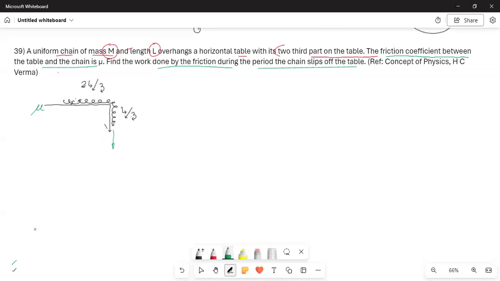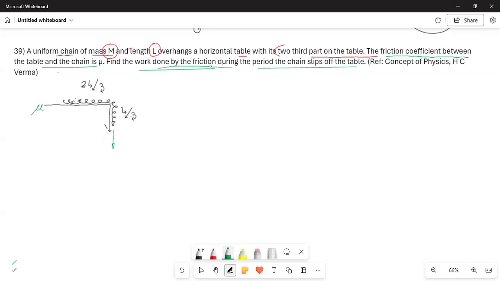And here, mind it, if the chain slips off the table, then work done is by the chain against the friction. But the paper setter asked you to find out the work done by the friction. That means whatever work is done by the chain, the negative of that will be the answer, right?